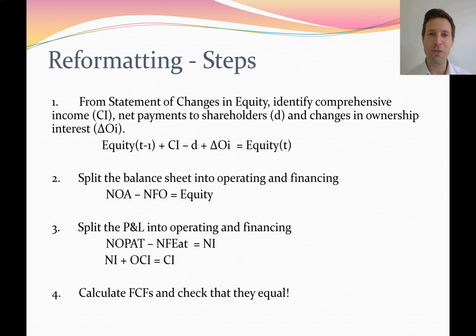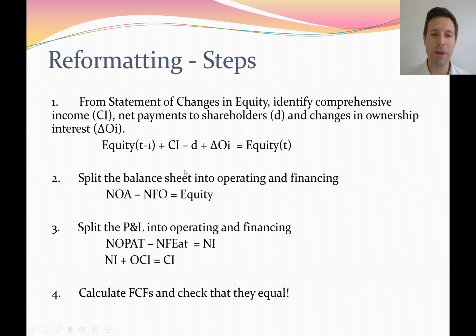So when we go through the reformatting process, we've got 4 steps here. The first step is we're going to be looking at our statement of changes in equity, and we're just going to be identifying the different amounts: the comprehensive income, the net payments to shareholders, and any change in ownership interests if there are any.